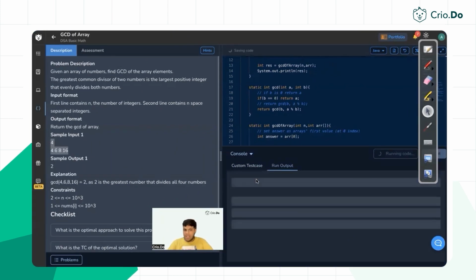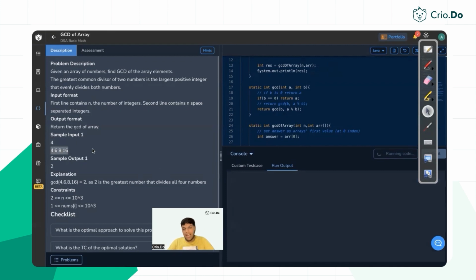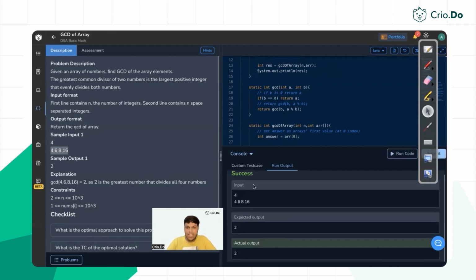Let's see what will happen for the sample test case where the values are 4, 6, 8, and 16. It should give me 2. It is giving me 2.